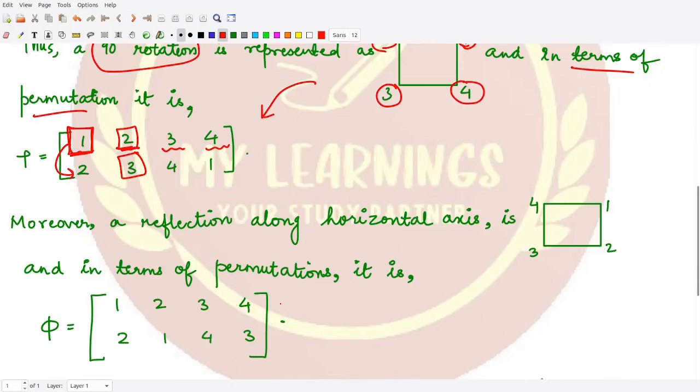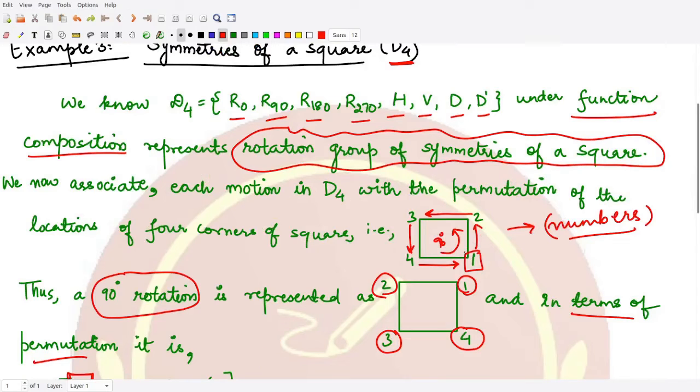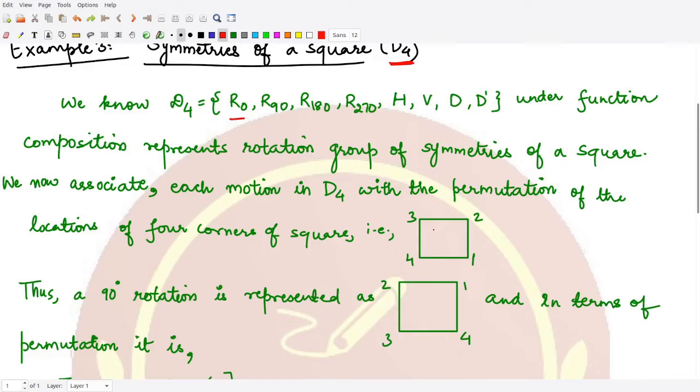Next, how do we represent a reflection? Suppose we are reflecting the square along the horizontal axis, right? This was our initial square, right? For this particular square, we are taking a mirror and keeping it horizontally, such that the upper portion of the mirror would come to this side and the lower portion would go upwards. So 1 would go to the place of 2 and 2 would go to the place of 1, and 3 would go to the place of 4 and 4 would go to the place of 3. This is what happens when we are reflecting it on this horizontal axis.